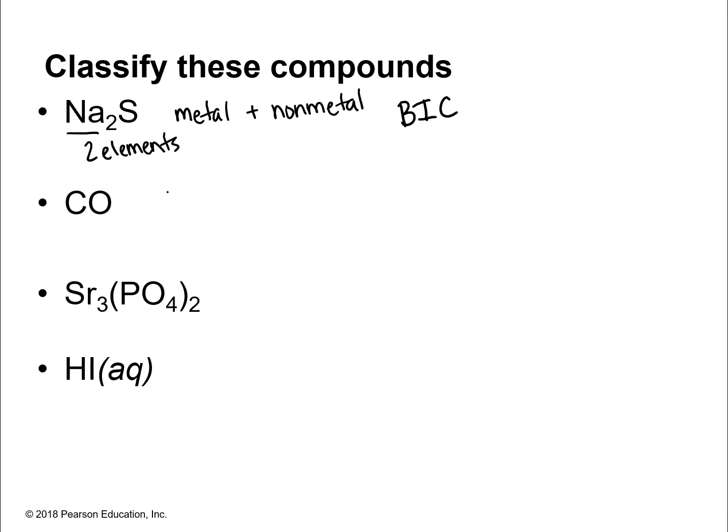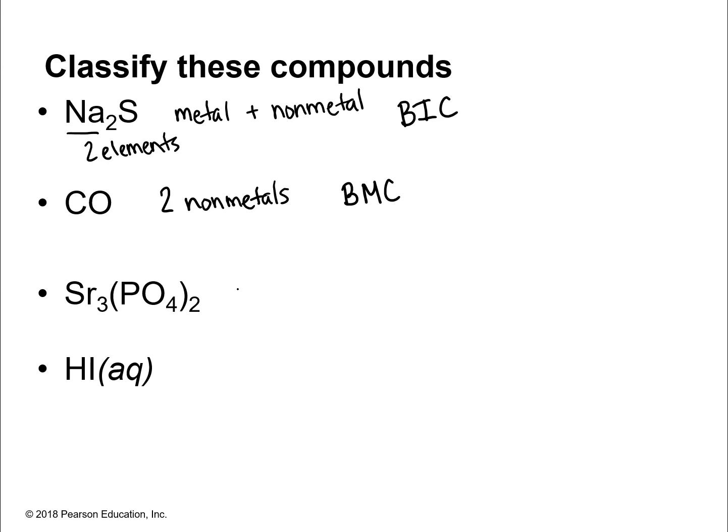For the second compound, we see 2 nonmetals. There's two of something, and they're both nonmetals. So it's got to be binary, and the only thing that has just nonmetals, and we're not talking about any aqueous anything, is a binary molecular compound.